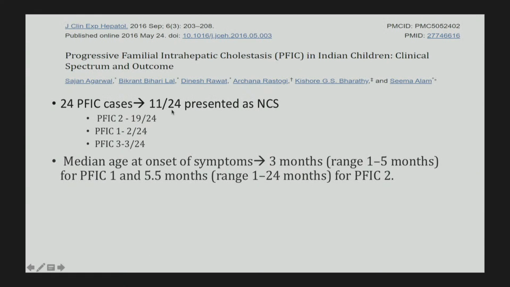In this series from India, where 24 cases of PFIC have been studied, the most common PFIC found is PFIC type 2. That is the most severe and rapidly progressive form. The median age of onset is 3 months for PFIC 1 and 5 months for PFIC type 2.